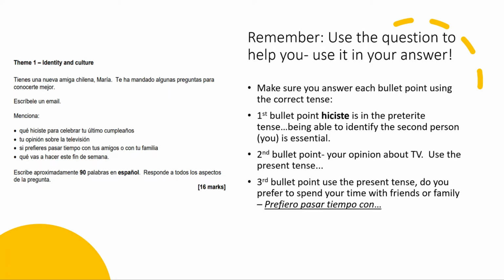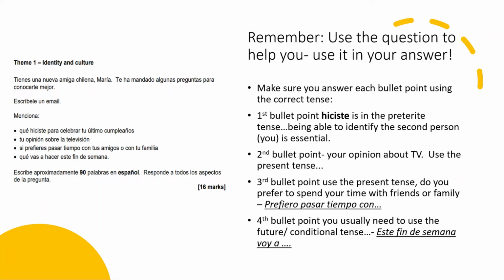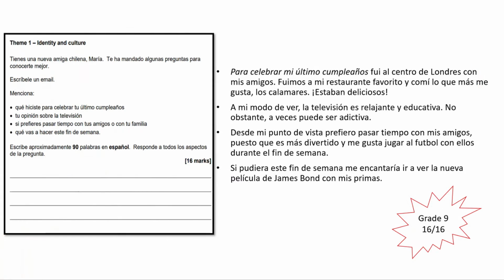And the fourth bullet point, you usually need to use a future or the conditional tense. In this instance here, it's asking you, ¿qué vas a hacer este fin de semana? What are you going to do this weekend? Use the immediate future. So, este fin de semana voy a. So again, use the question to help you. Change the vas to voy. Voy a ir al cine con mi prima, por ejemplo, ¿vale? So let's go to the next slide.